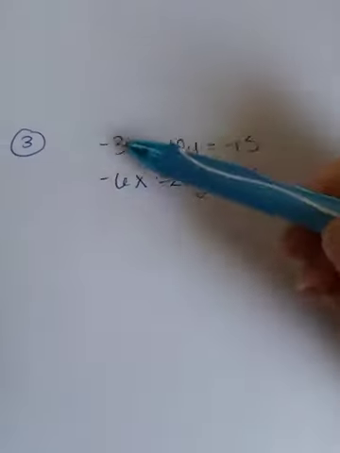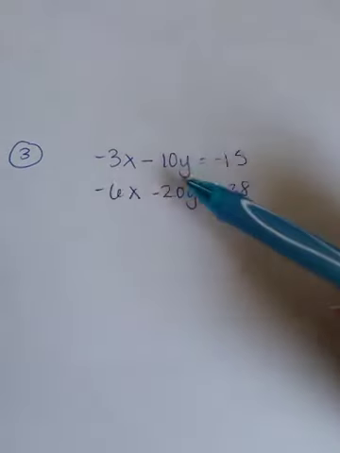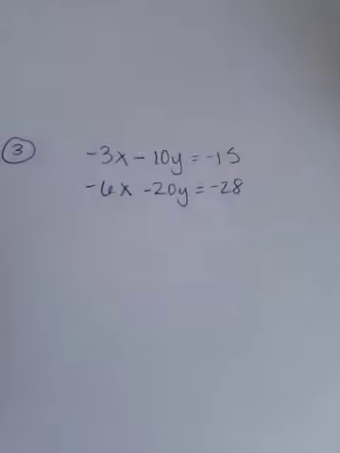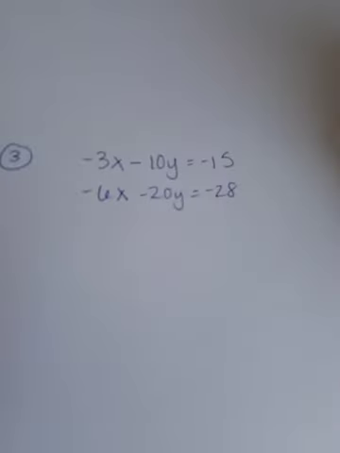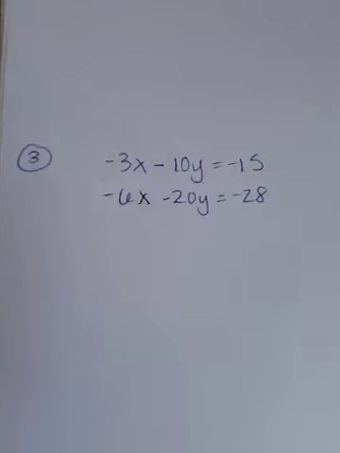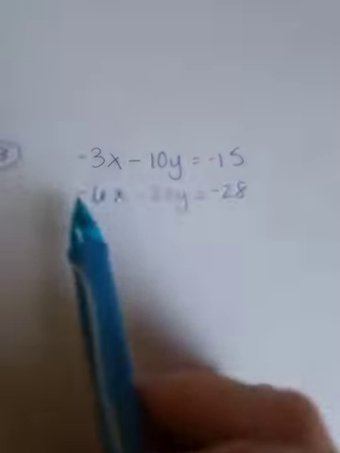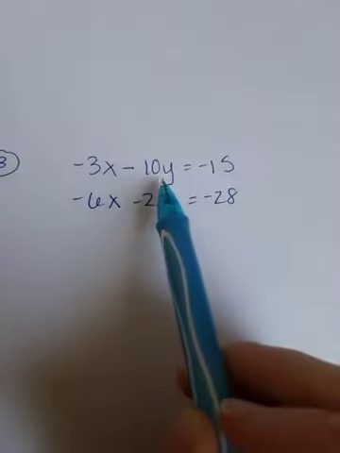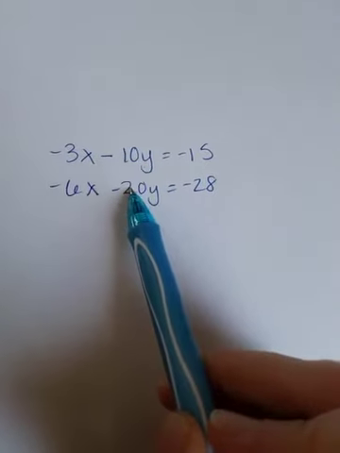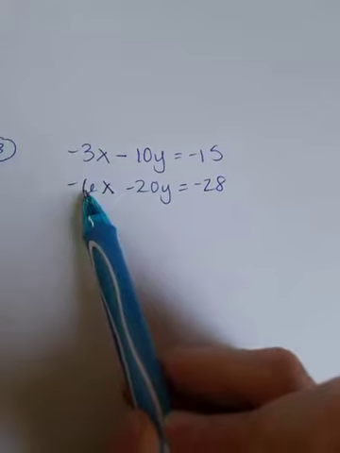add them together. So -3 plus -6, no, that doesn't equal 0. -10 plus -20, that doesn't equal 0 either. So this is a case where you have to choose a variable and multiply one of the equations by some number so that the coefficients match. So if I'm looking at this and I look at the y's, I would notice that 10 times 2 gives me 20, and 3 times 2 gives me 6.